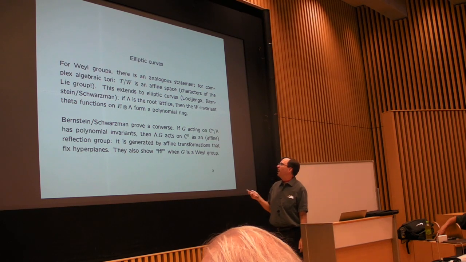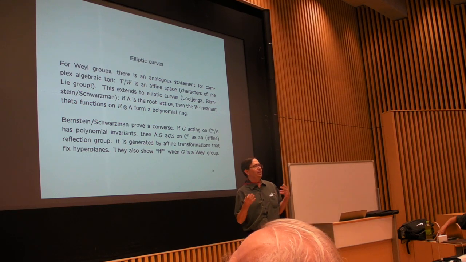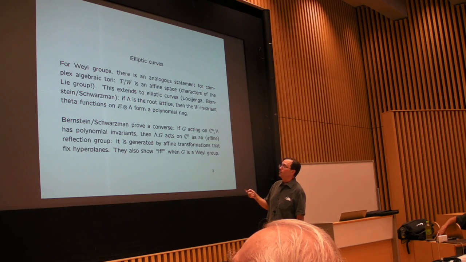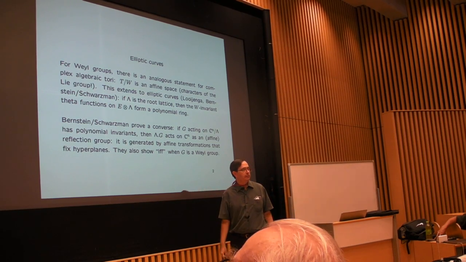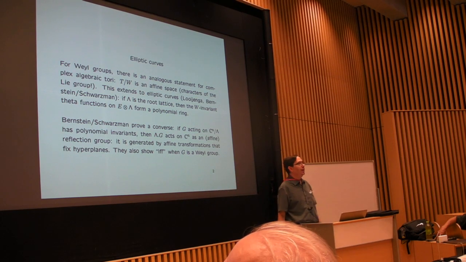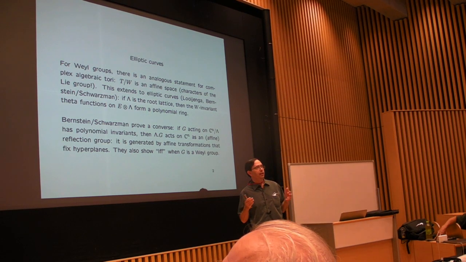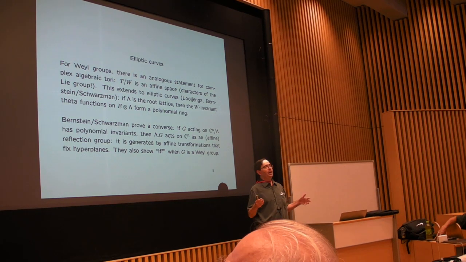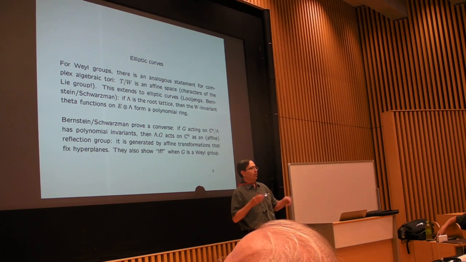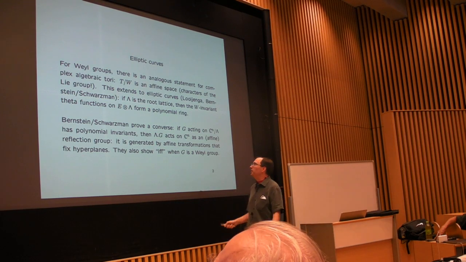This was either proved or conjectured by Looijenga, depending on who you ask, and then proved by Bernstein and Schwarzman, if you ask them, or Looijenga if you ask him. So basically, Looijenga certainly very solidly computed the invariant space and proved that it had the same Hilbert series as a polynomial ring. And then the only question is whether he actually proved that it was a polynomial ring or not. But okay, anyway.